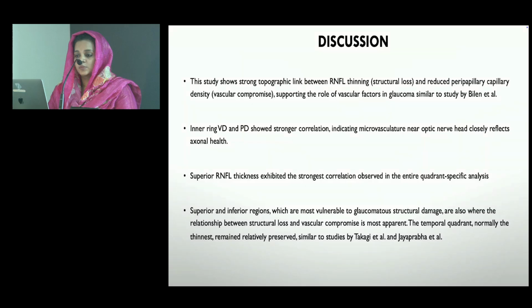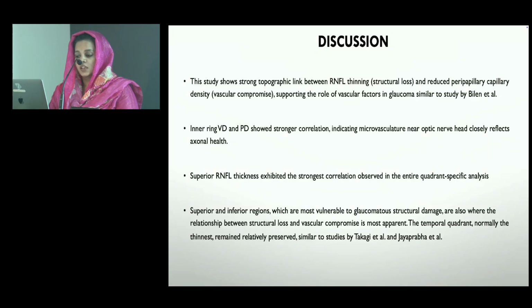Coming to the discussion, the study showed a strong topographic link between RNFL thinning, that is structural loss, and reduced peripapillary capillary density, supporting the role of vascular factors in glaucoma, which was similar to the study by Bill et al. And inner ring vessel density and perfusion density showed the strongest correlation, indicating microvasculature near the optic nerve head closely reflects axonal health.